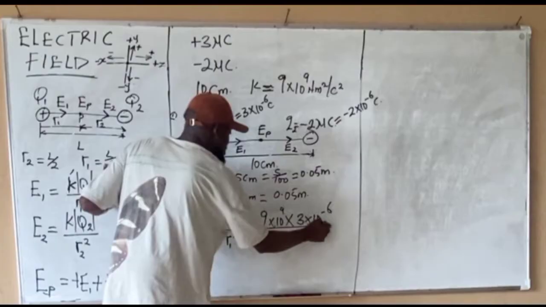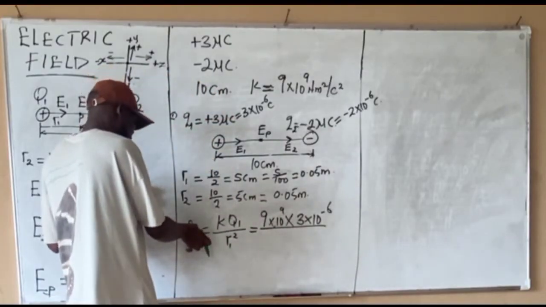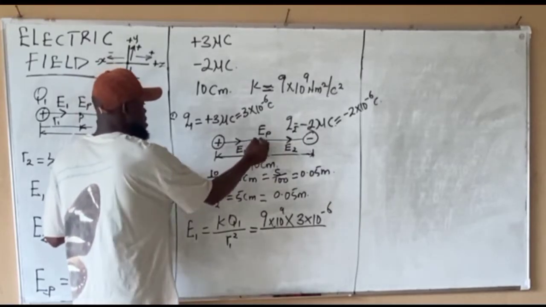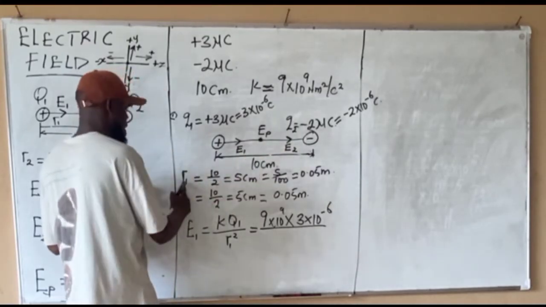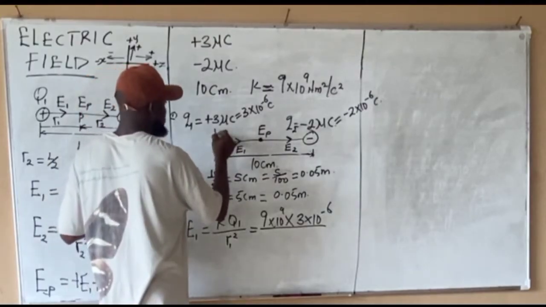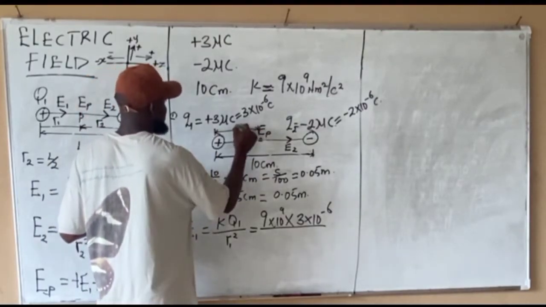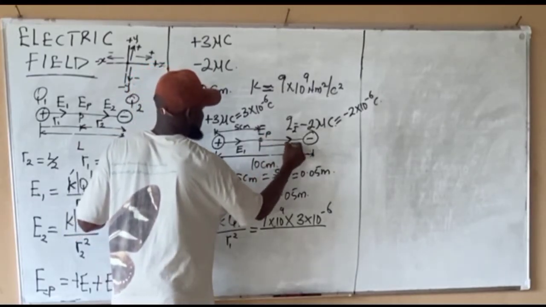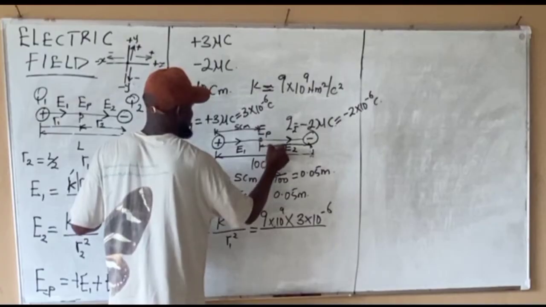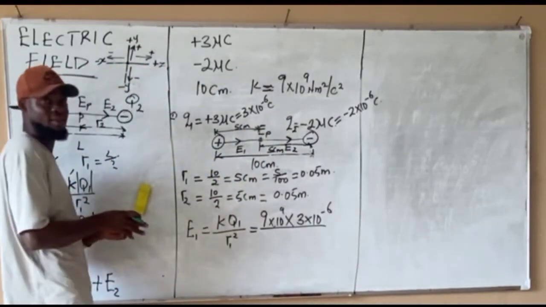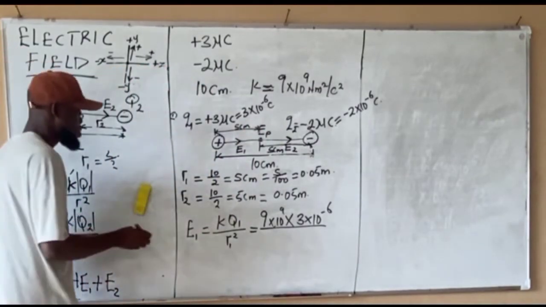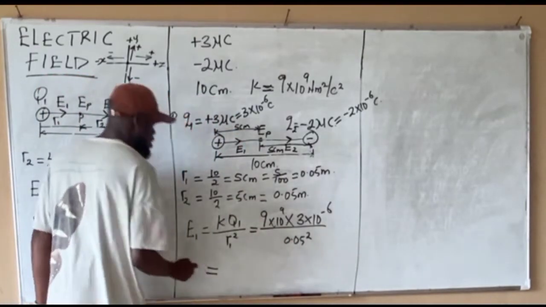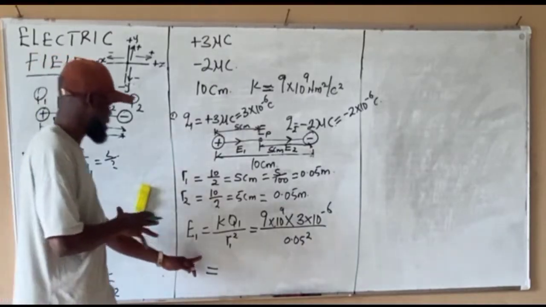Then over, what is the distance between Q1 and this point we're talking about? The distance between this point and this Q1 is 10 divided by 2, which is our R1. The distance between this place and this place is 5 cm. The distance between this place and this other charge is also 5 cm. So that will be 0.05 squared. So what will be the answer to this? If you solve it on your calculator, you are going to get the answer.